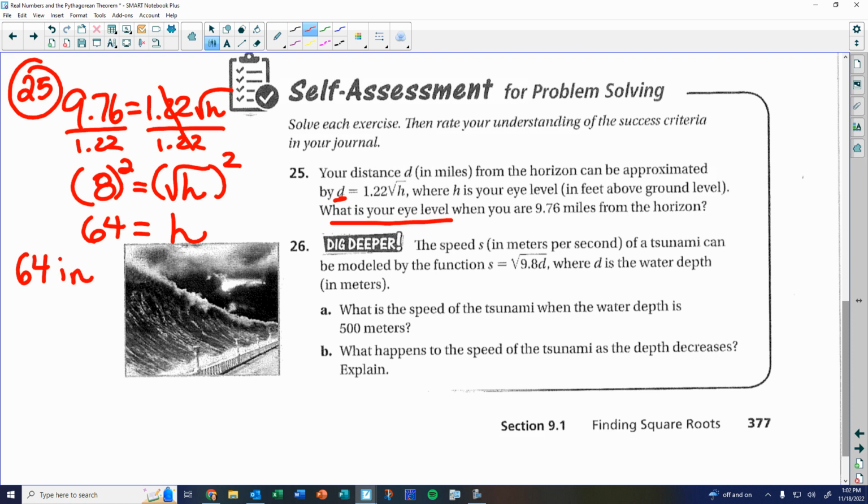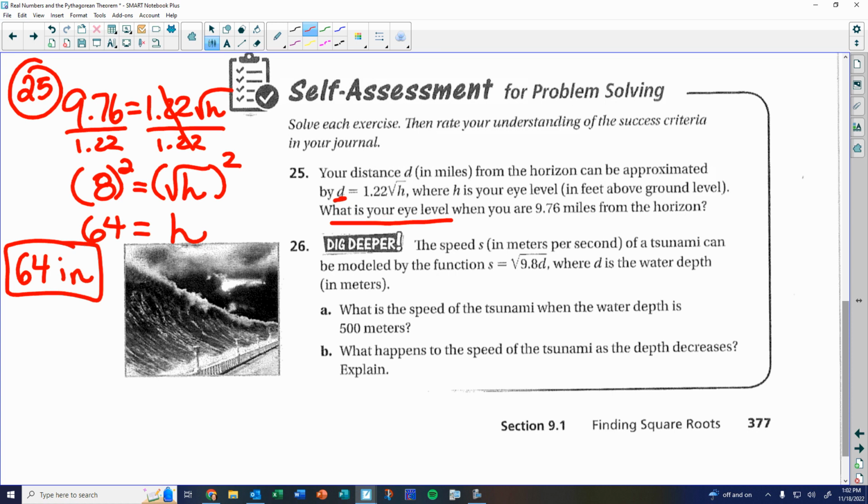If you think about it, what's the square root of 64? 8. 8 times 1.22 is 9.76. Okay? So 64 inches was number 25. How many people got that? All right. That was a tough problem.